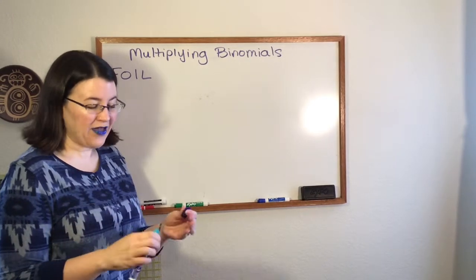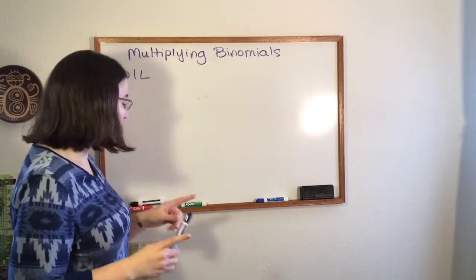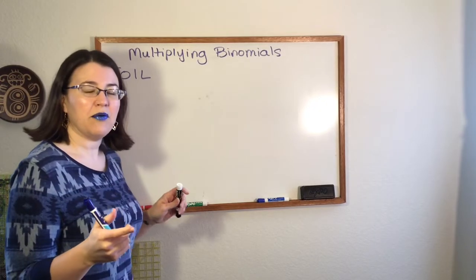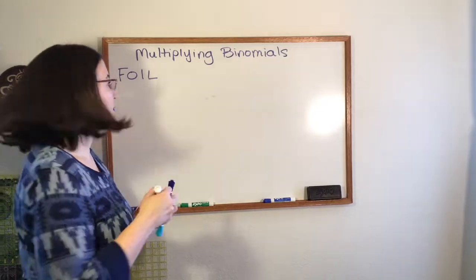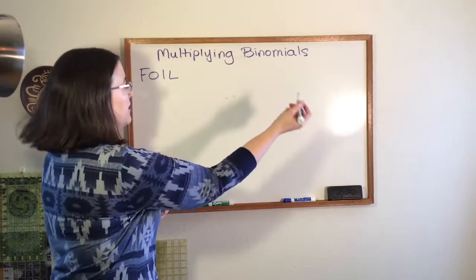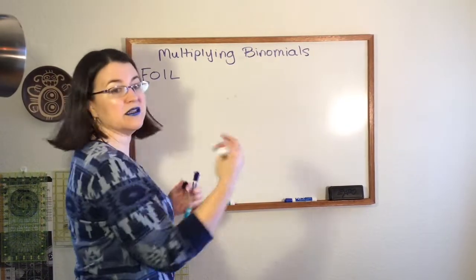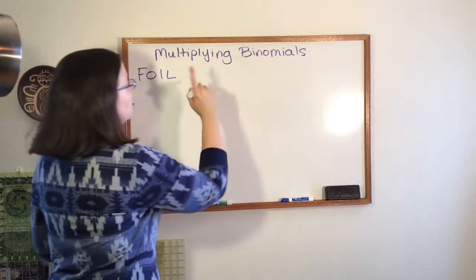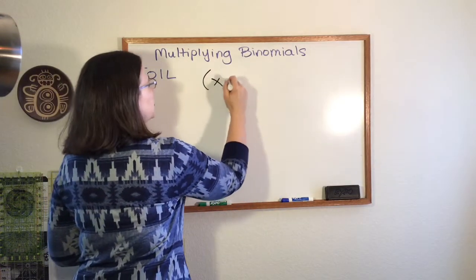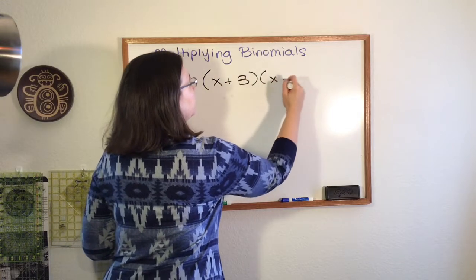As a teacher, though, I'm not that crazy about FOIL method because you can only do a 2 by 2. And by 2 by 2, I mean a binomial and a binomial. Whereas the box method, you can do much larger things. So we'll start with FOIL. I'm just going to start really, really basic, like this.